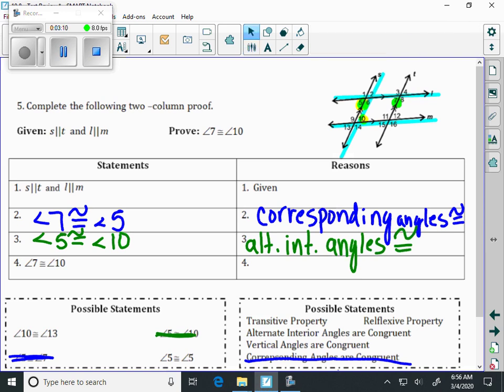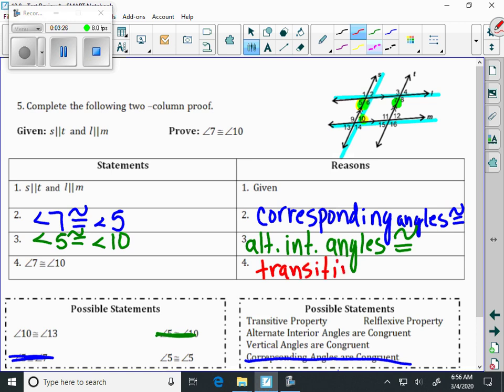And finally, now we've got angle 7 is congruent to angle 5, angle 5 is congruent to 10, so 7 is transported across the 5. We don't need that anymore. And then the reason is the transitive property.